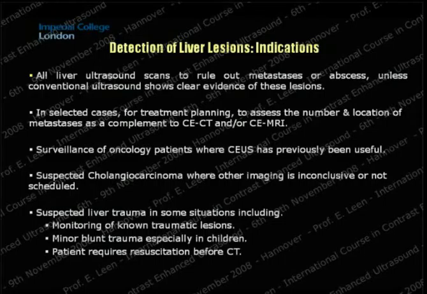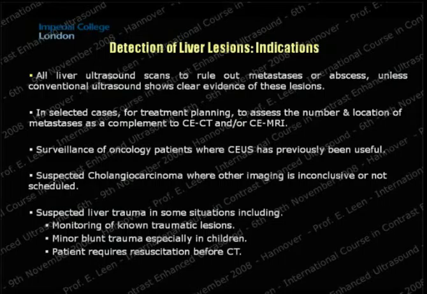The third area, which may be a bit more dubious, depending on where you work and what your resource facilities are, is in the surveillance of oncology patients, where CEUS had previously been useful. Meaning that if you've been able to find a lesion before and this patient goes on to chemotherapy, and you just want to look at the effect of the chemotherapy on that patient, you could use contrast.